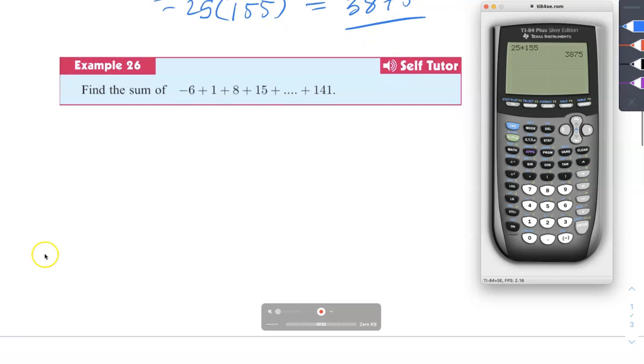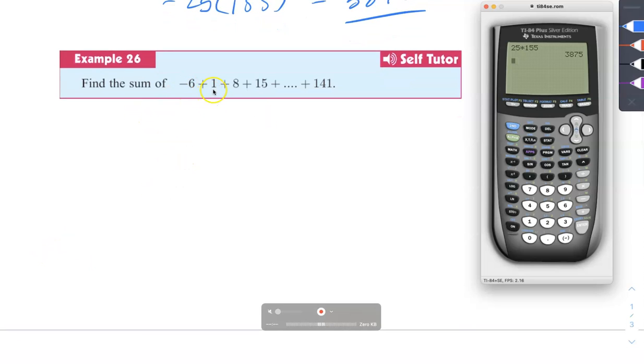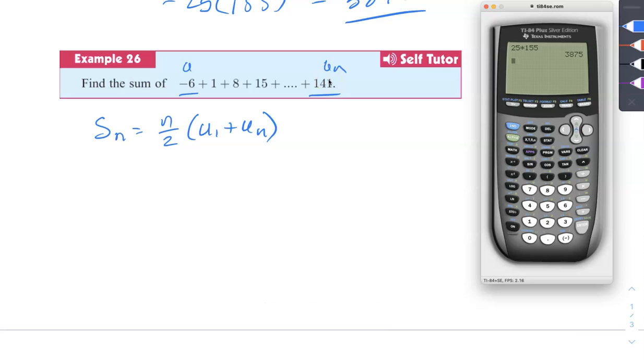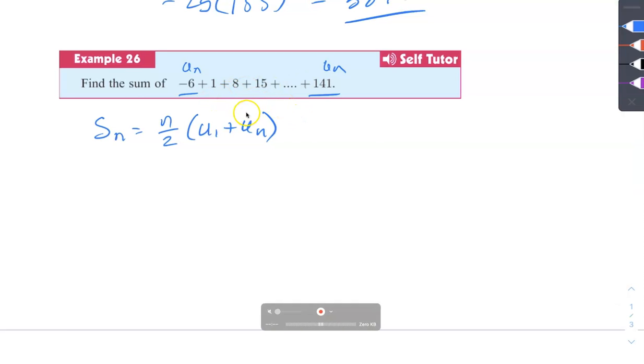Next one, find the sum of negative 6 plus 1 plus 8 plus 15 all the way to 141. Now I know what you're saying: wait, whoa, now I can use the other formula, n over 2 times u1 plus un, because I actually do have un. That is true. This is your un, and you have your u1. Very good. We're actually missing something. No matter what formula we use, we're missing n. I don't know how many terms this is.